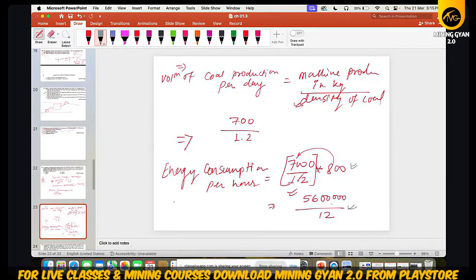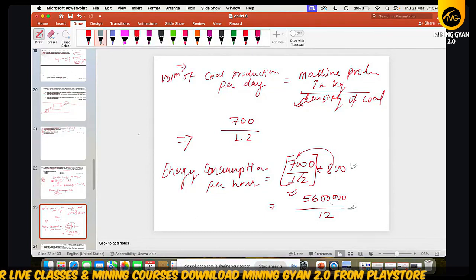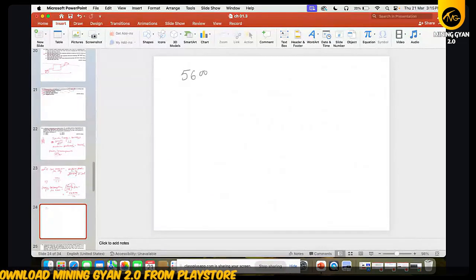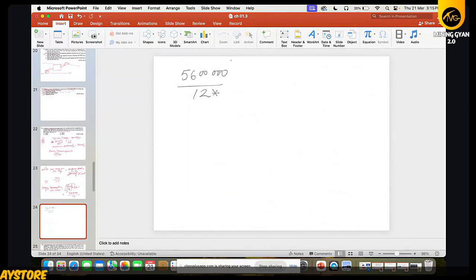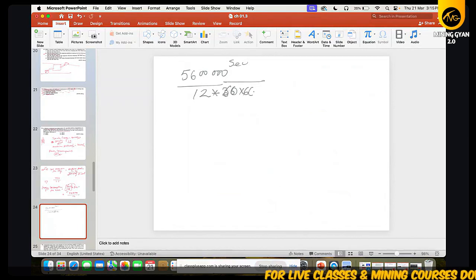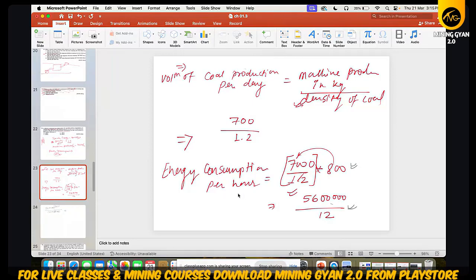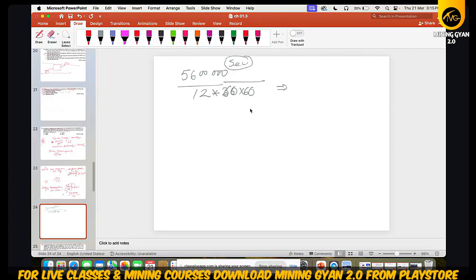If you need it per second, you can also calculate. How? 56 lakh divided by 12. If you want to calculate it in seconds, then you have to divide by 60 by 60. So it will come in seconds. That was in an hour. So hour becomes minutes, then seconds. So to calculate in seconds, this will be your value.